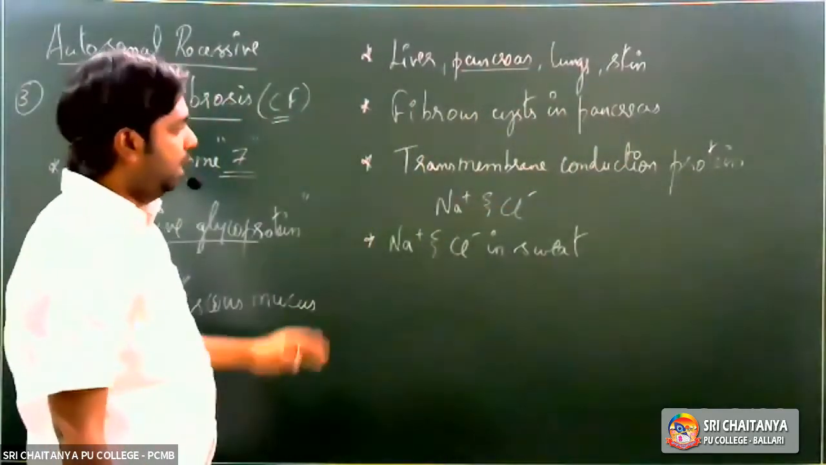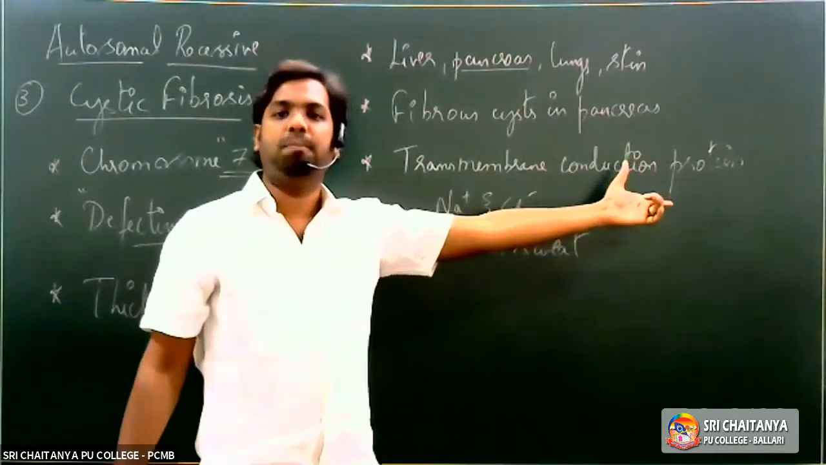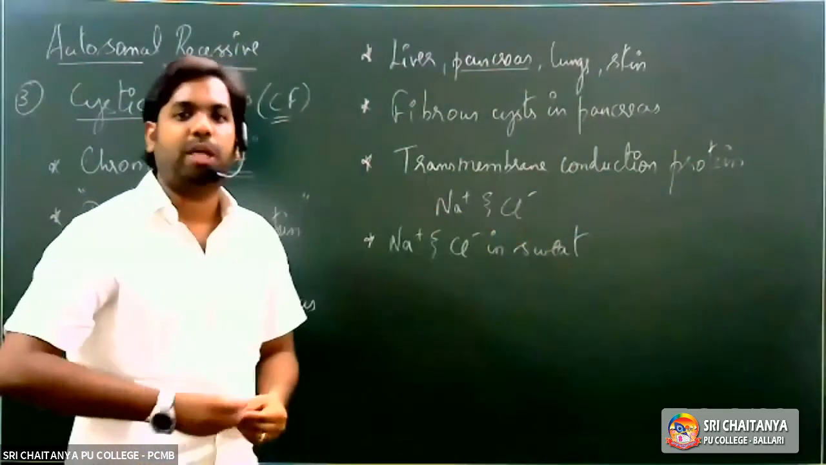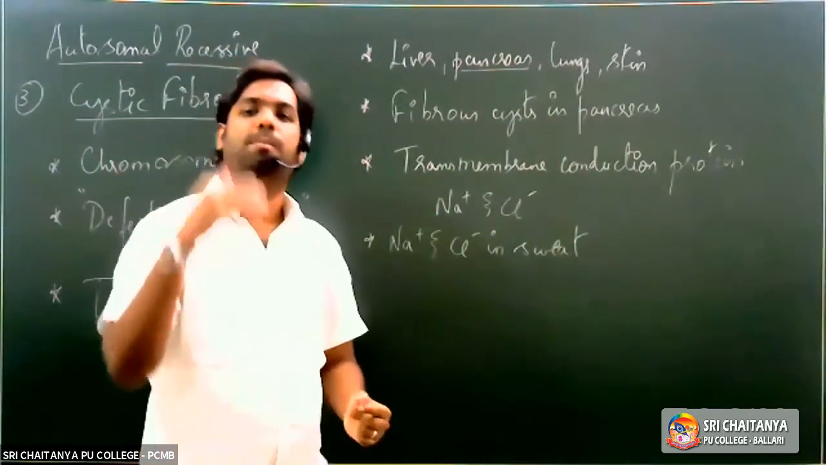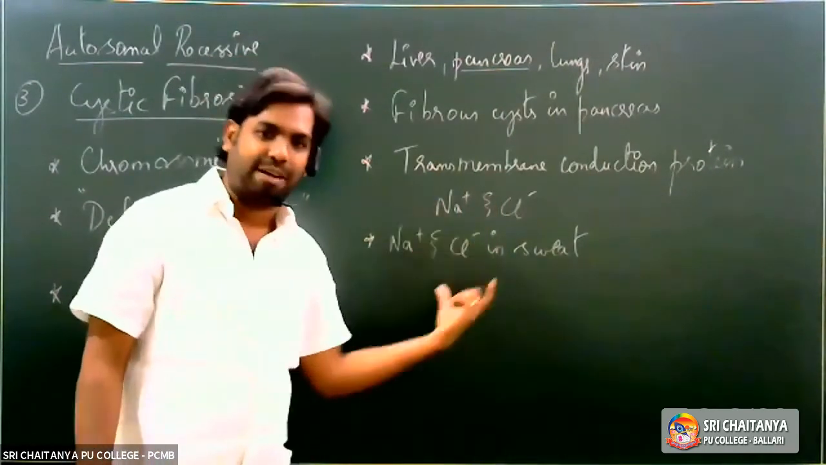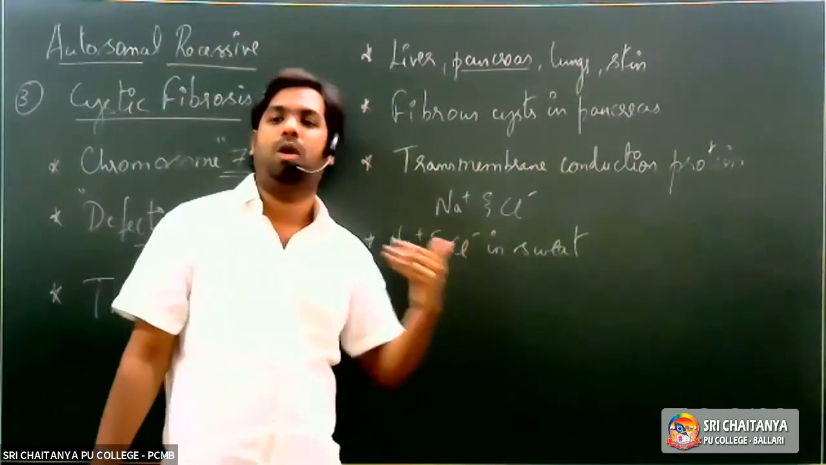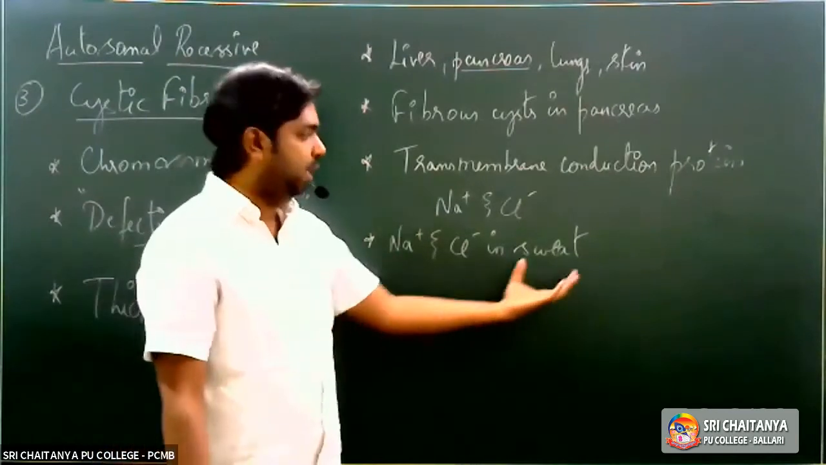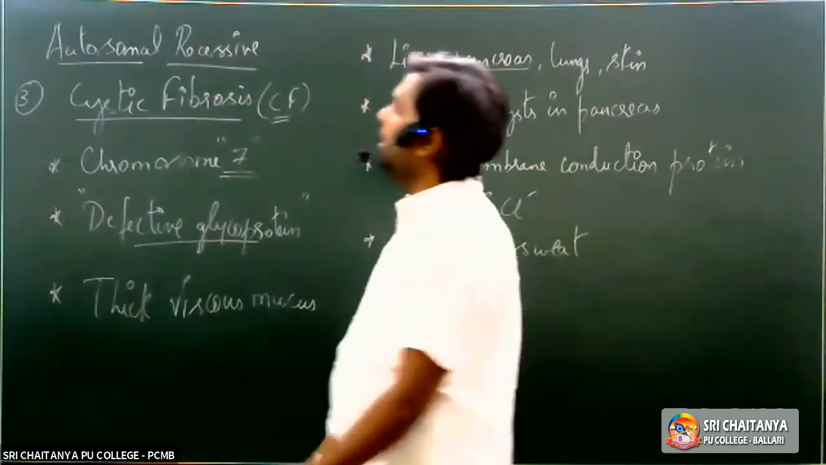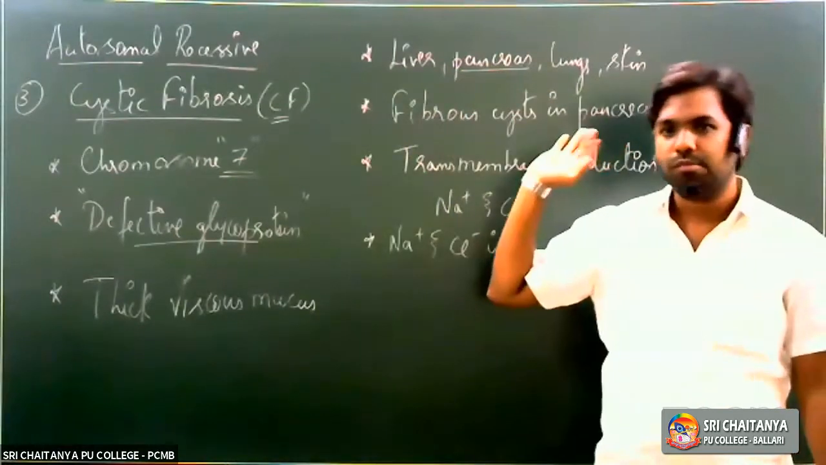The third condition is that, due to this mutation, a faulty transmembrane conduction protein is formed. Because of this defective protein, the transportation of sodium and chloride ions across the membrane would be affected. More amounts of sodium and chloride ions would then be excreted out of the body in the form of sweat. So this is what we have with the third disorder under the category autosomal recessive disorders, which is called cystic fibrosis.